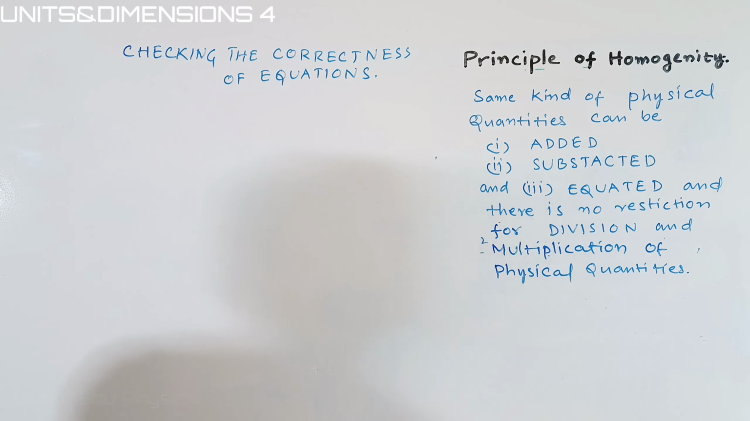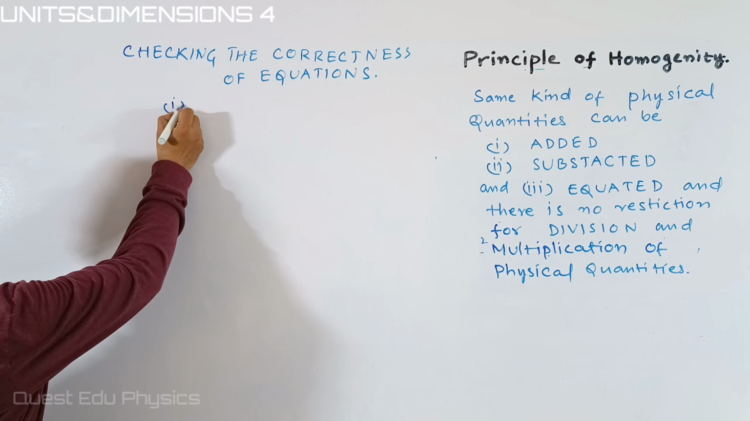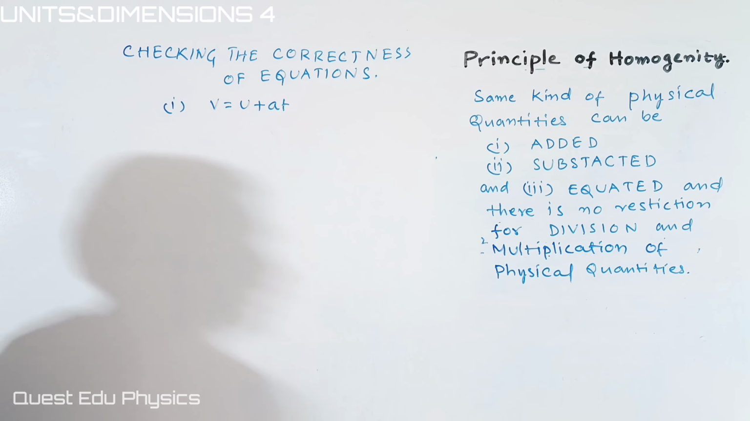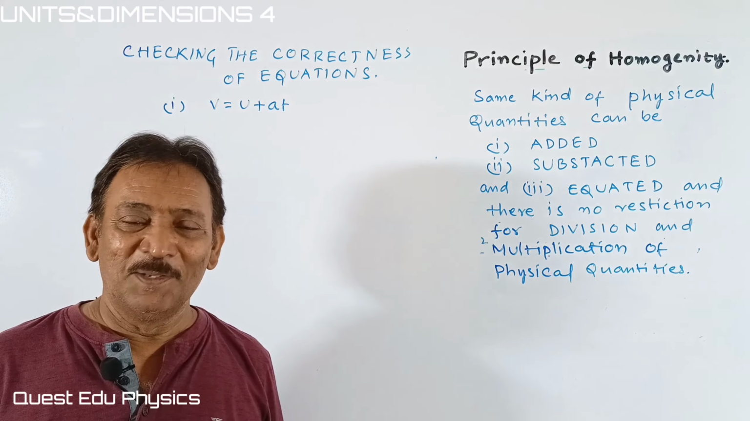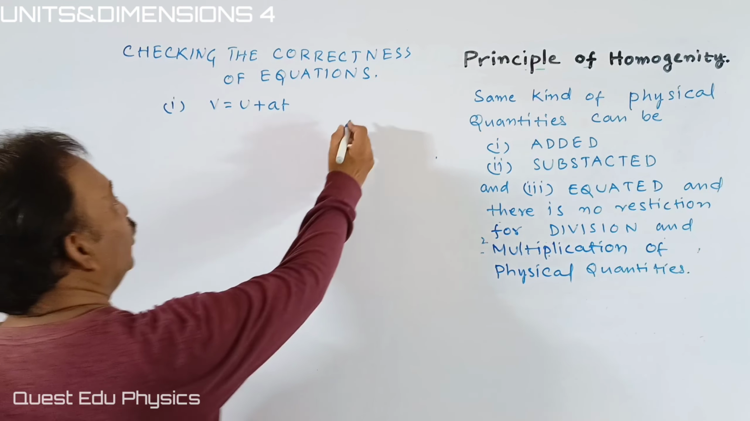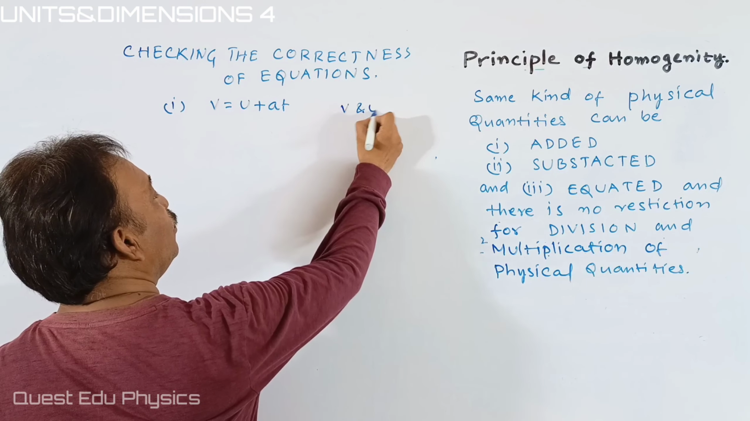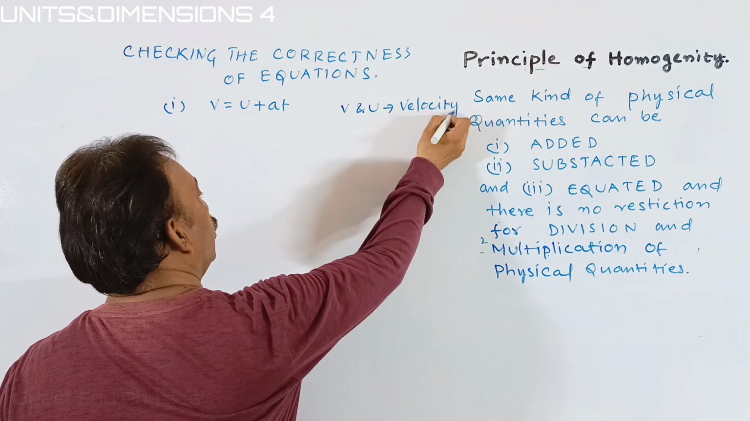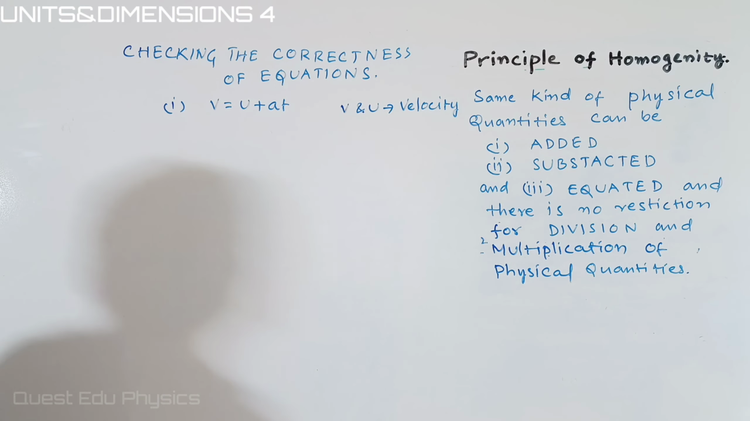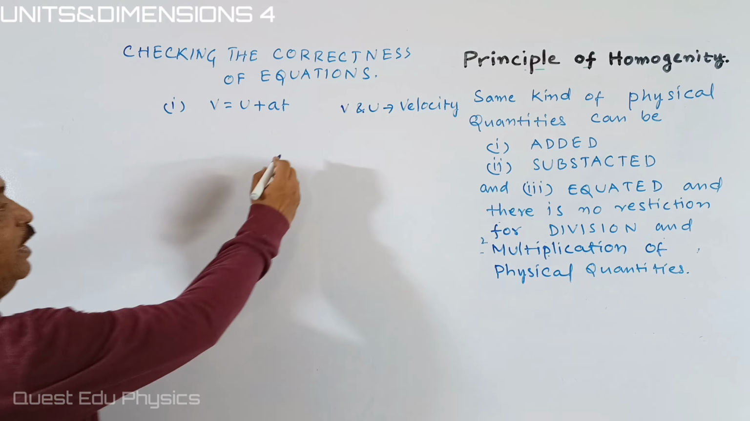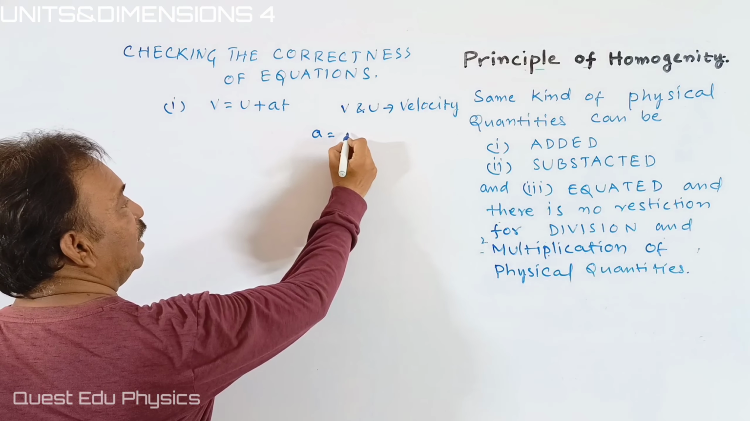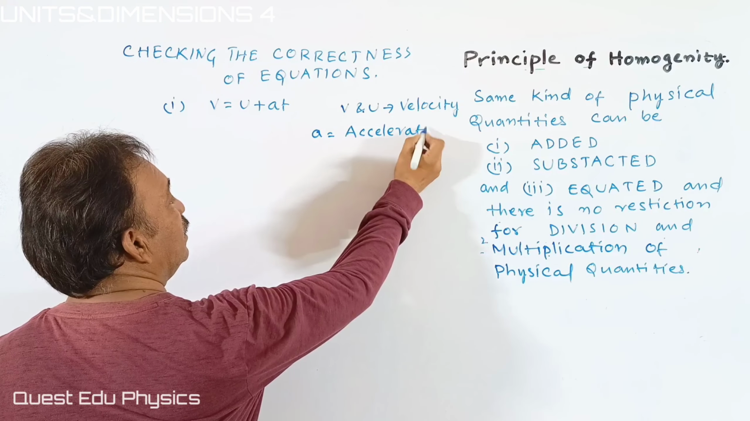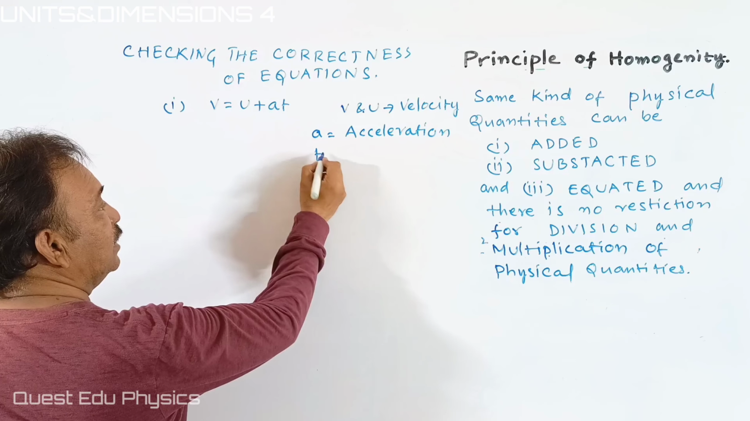Okay, students. The basic equation I am taking here is V is equal to U plus AT. This is the equation of motion, students. As you know, V and U both stand for velocity, and velocity is displacement upon time. A is acceleration, the rate of change of velocity. And T is the time.